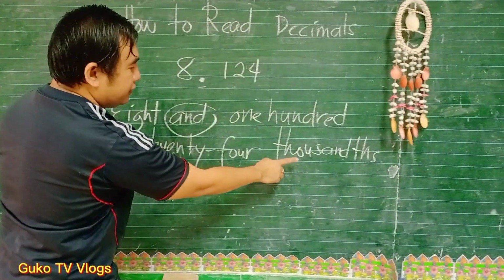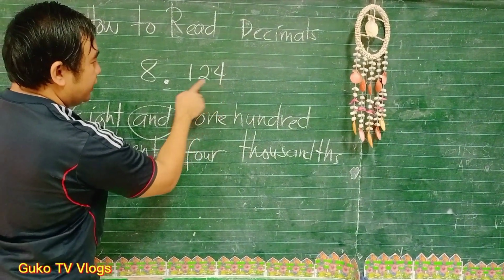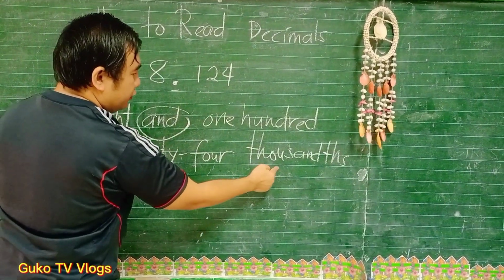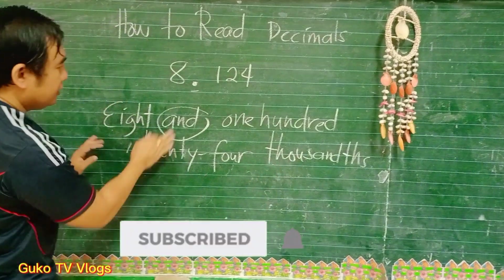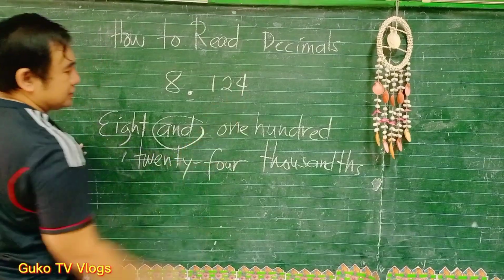As you can observe here, the place value is the place value of the last number. So again, tenths, hundredths, thousandths. This is why we have here the thousandths. So again, 8 and 124 thousandths.